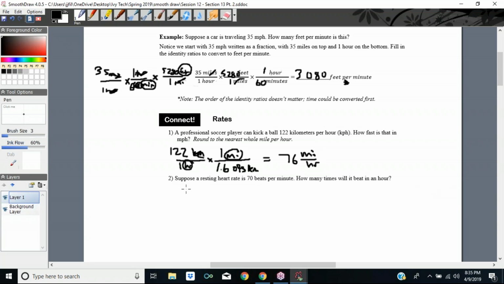Awesome. Last one here on this section 13. Suppose the resting heart rate is 70 beats per minute. How many times will it beat in an hour? And I want you to give me a hand raise when you have that one done.